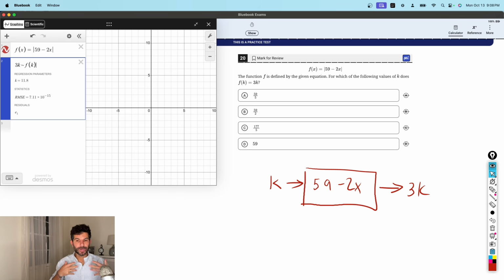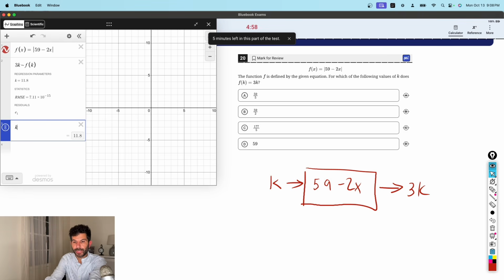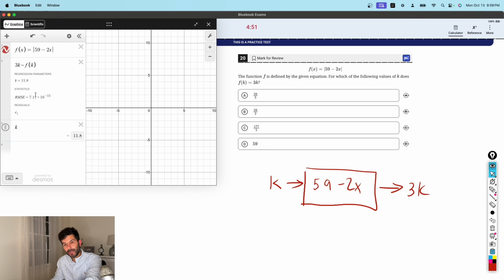Okay, so what I typed in there is I said, hey Desmos, I want you to tell me what value of k will produce that output of 3k. And because I'm just working with k's here, it's referencing the function above, this f of x equals 15, absolute value 59 minus 2x, and it's giving me an answer of k equals 11.8. This RMSE is not 0, but with scientific notation, guys, that's as close as to 0. It's virtually 0. So that's a very good fit. So if I now go and hit k, I get 11.8. And then if I hit the fraction symbol, it gives me 59 over 5. Do I have that? Yes, I do. So that's going to be my answer right here.